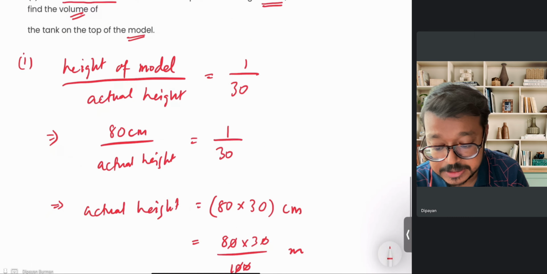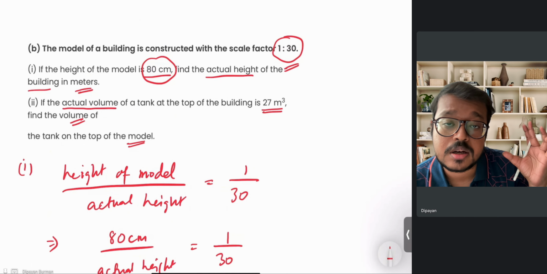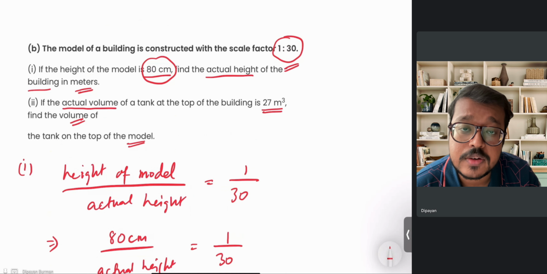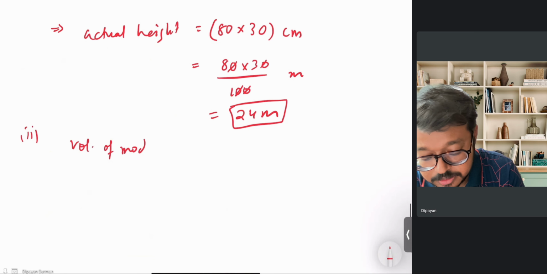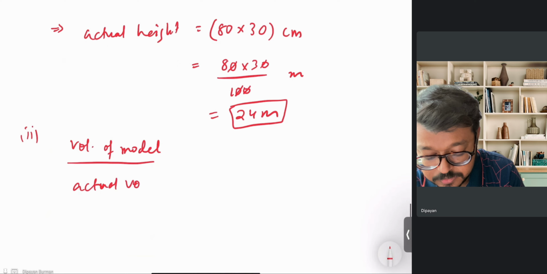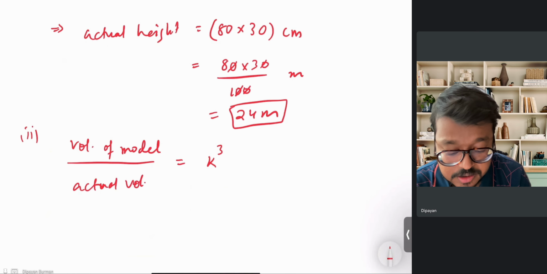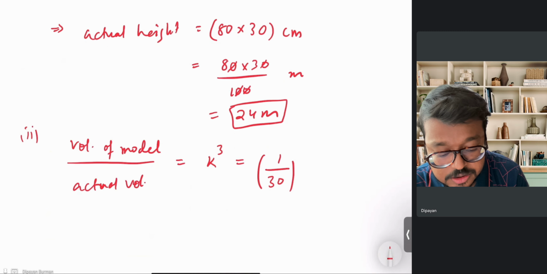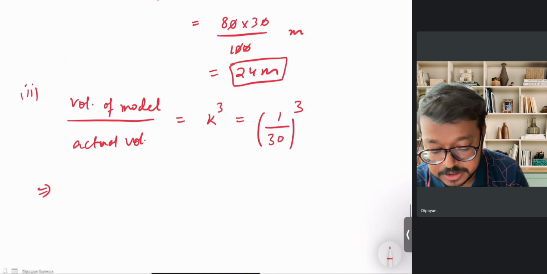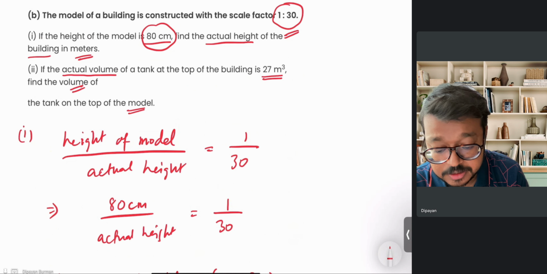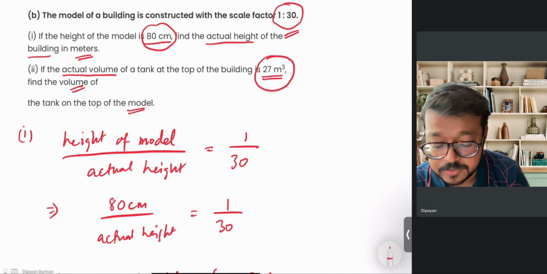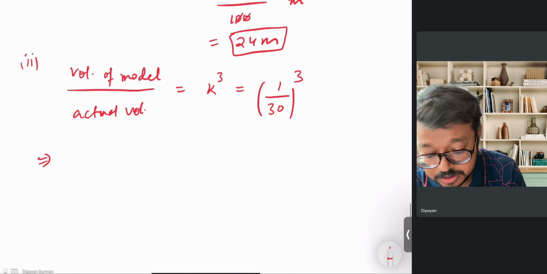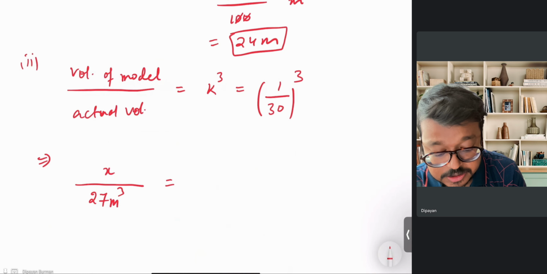Then they are talking about something to do with the volume. Now for the actual thing and the model, the ratio of the volumes will be the cube of the scale factor. So I will say that the volume of model by the actual volume is actually the cube of the scale factor. Scale factor itself is given as 1/30, so it will be the cube of that. Now there was information that the actual volume of the tank at the top of the building is 27 meter cube. Now they're asking to find the volume of the tank on the top of the model. Okay, so actual volume is 27 meter cube, and let's say volume of the model is x. So this is 1/30 cube.